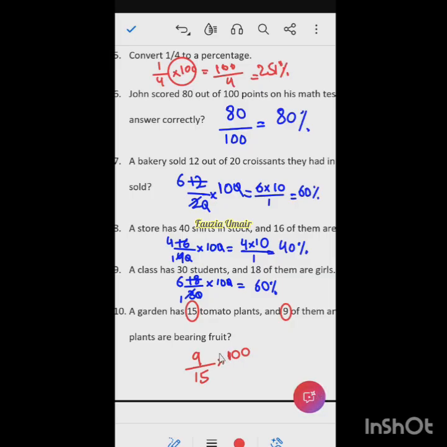Multiply it with 100. Right? 100. So now this time, you know, Abresh, that we can cancel 9 and 15. We can cancel this 100 with 15, but we cannot cancel 9 and 100. Why?